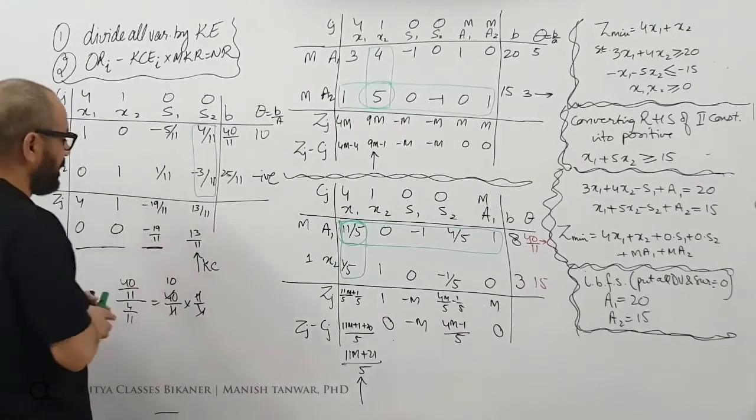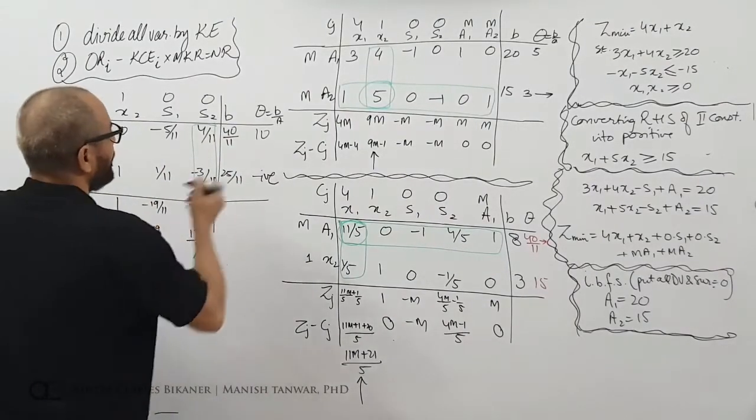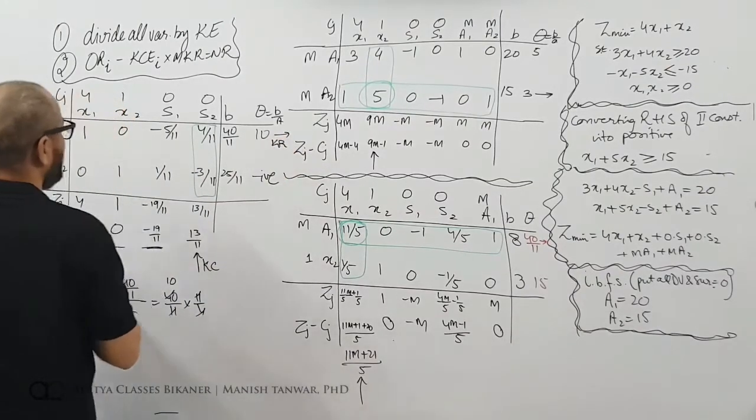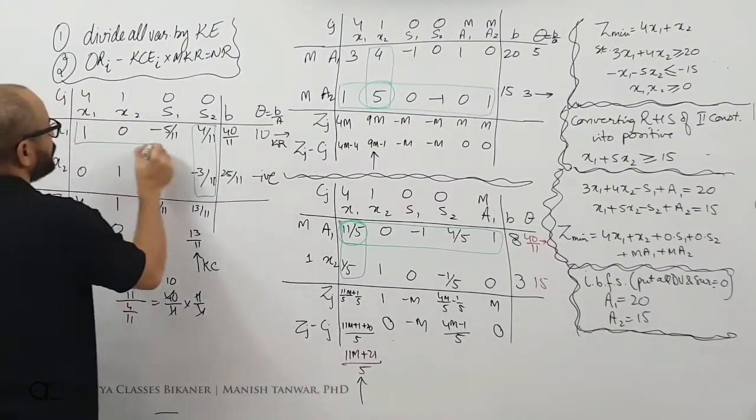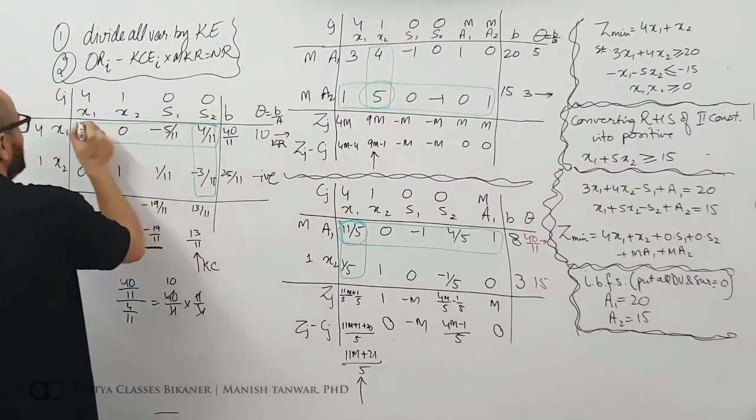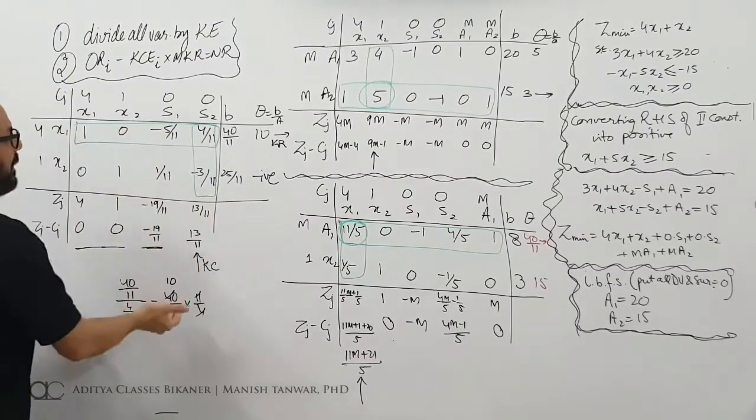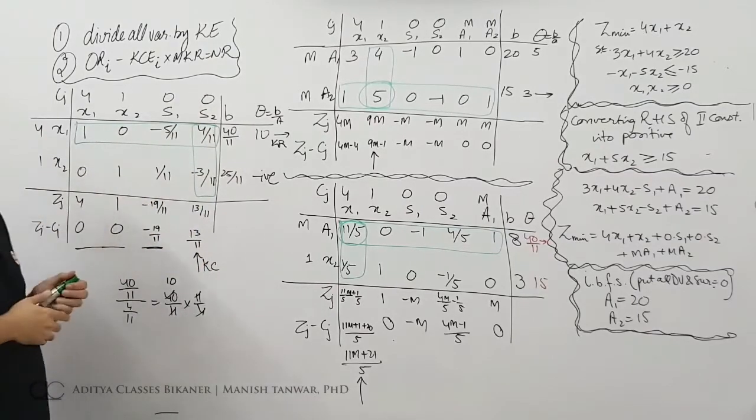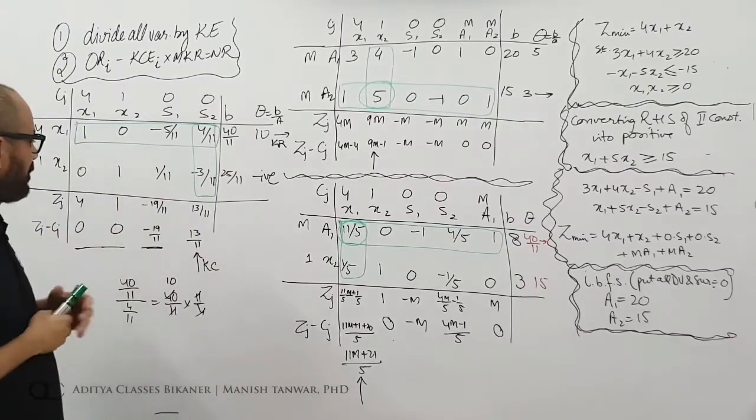So now I have my key column, I have my key row, and so I can say that I have my incoming variable of S2 and my outgoing variable is X1. So we'll be needing one more table.